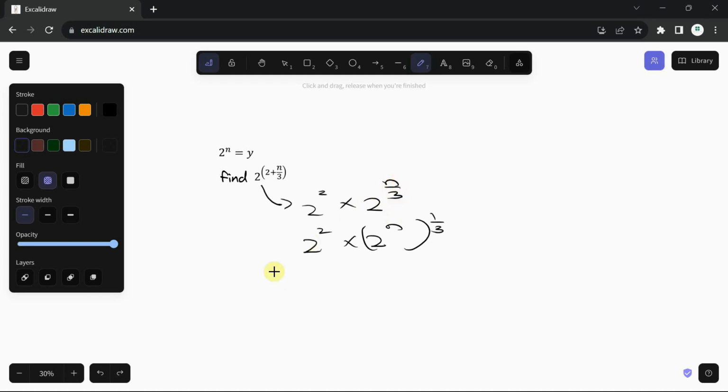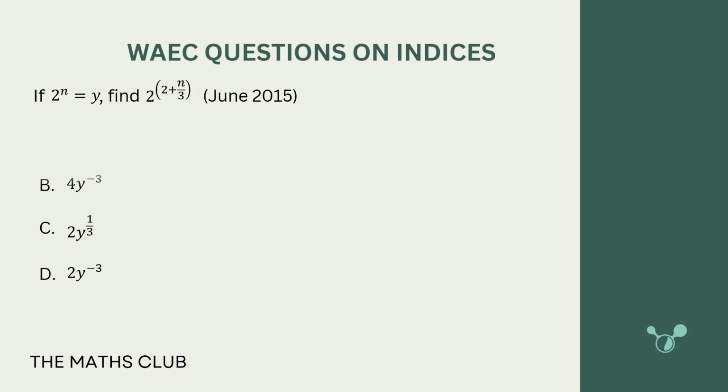Now that we know that, and we know that 2 raised to the power of n is equal to y, I can substitute and say 2 raised to the power of 2, which is 4, times 2 raised to the power of n, which is y, raised to the power of 1 over 3. So our answer should be 4y to the power of 1 over 3. Let's see if we're correct. Yeah, so that would be option A. Great.